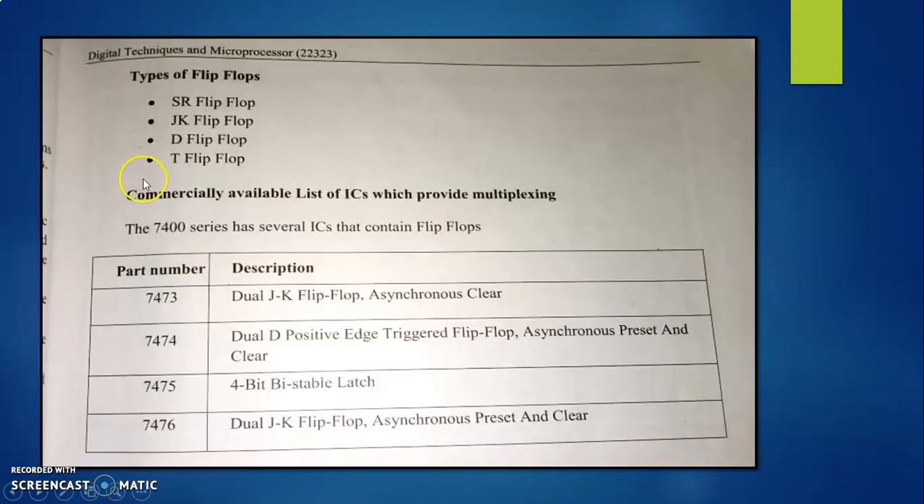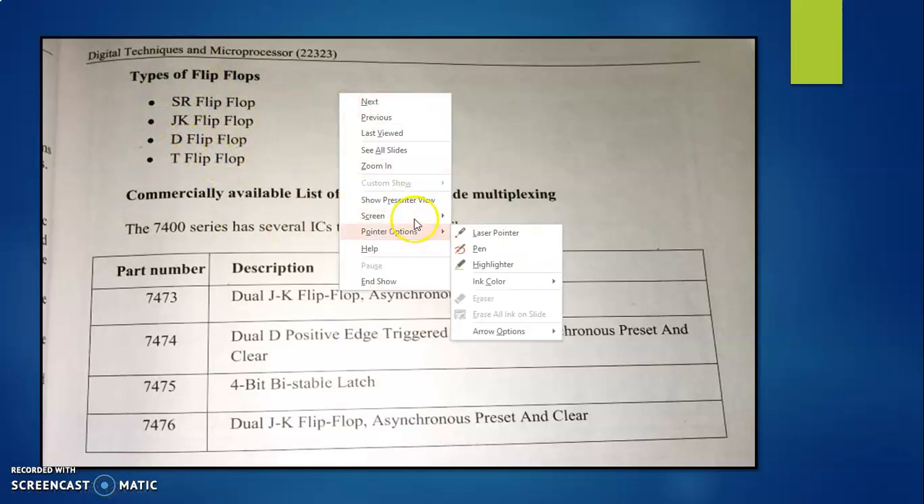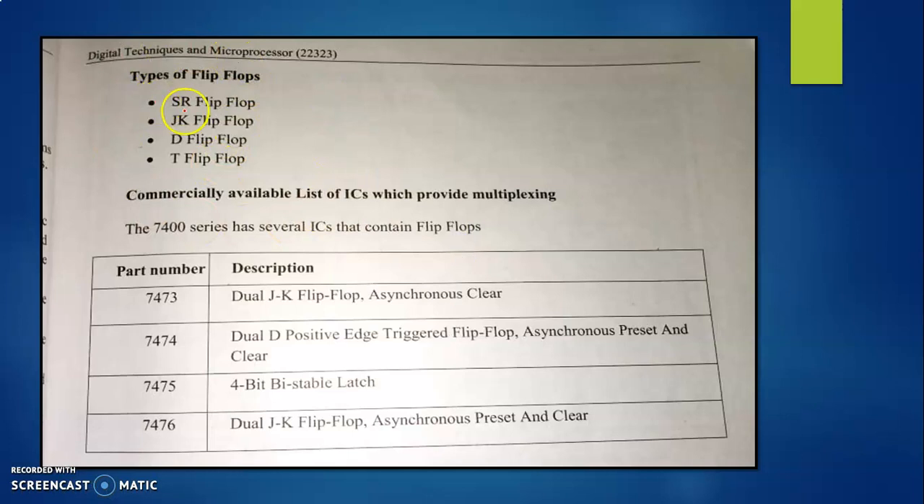First we will see the types of flip-flop. The types of flip-flop are SR flip-flop, JK flip-flop, D flip-flop and T flip-flop. You can see here the flip-flops. So, the commercially available list of ICs which provide the flip-flops.